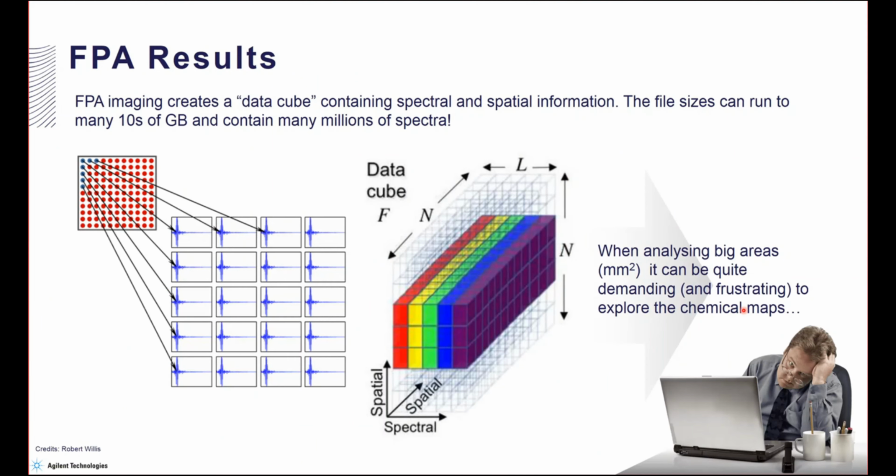When we work with FPA imaging, we have to deal with what are called the FPA results. FPA imaging creates a data cube that contains both spectral and spatial information, and the file size that we obtain can become quite big. We are talking about several gigabytes, around 20 gigabytes if you have a very large area to image, and millions of spectra to analyze. So it can be quite demanding and frustrating to explore big chemical maps.